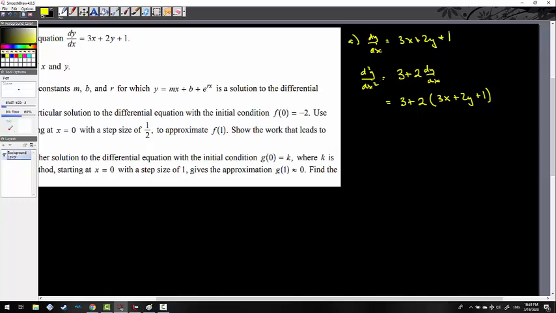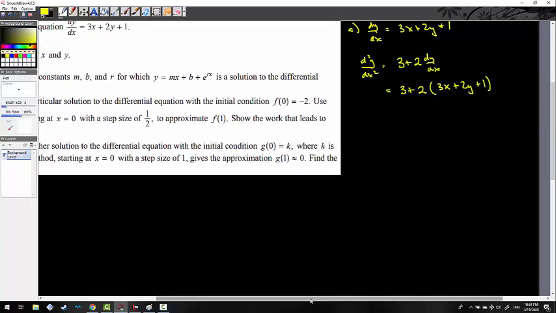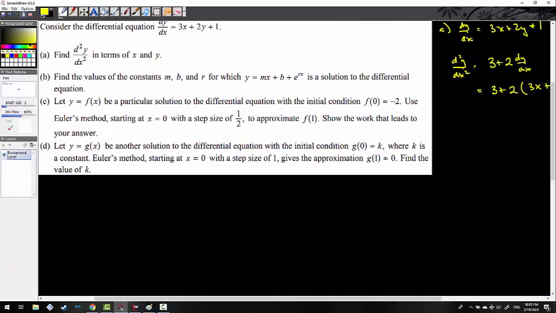I don't know how useful it's going to be later on, but if we do need it, we can come back to it. What I really want to draw your attention to is Part B. Part B is arguably the hardest question in this DiffEq, and they're telling us to find the values of m, b, and r for which this function is a solution to the differential equation. Remember, when we talk about something being a solution to a differential equation, we're saying we can plug this value into y and get a dy/dx out of it that makes sense.